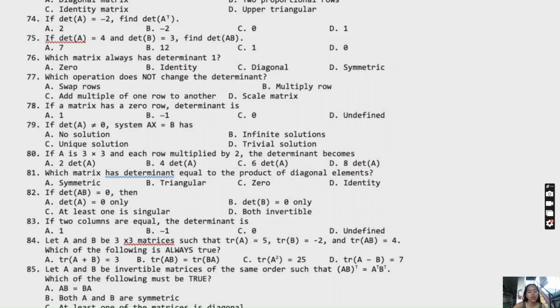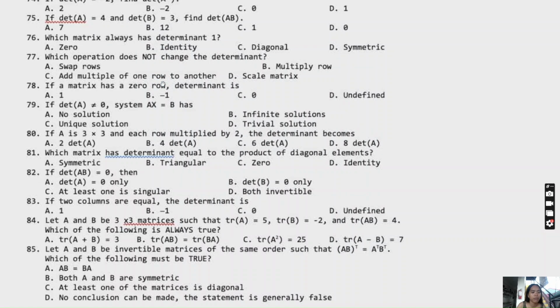So now let's proceed to number 75. If determinant A is equal to 4 and determinant B is equal to 3, find determinant AB. So the answer of this is 12. Let's just simply multiply it. 4 times 3 is just 12. So the new determinant is 12.